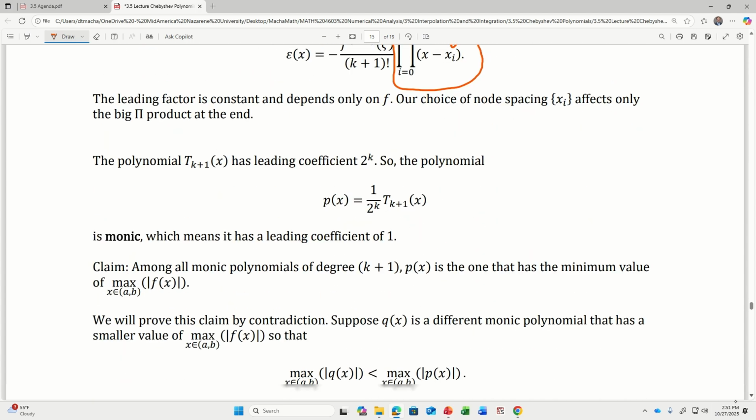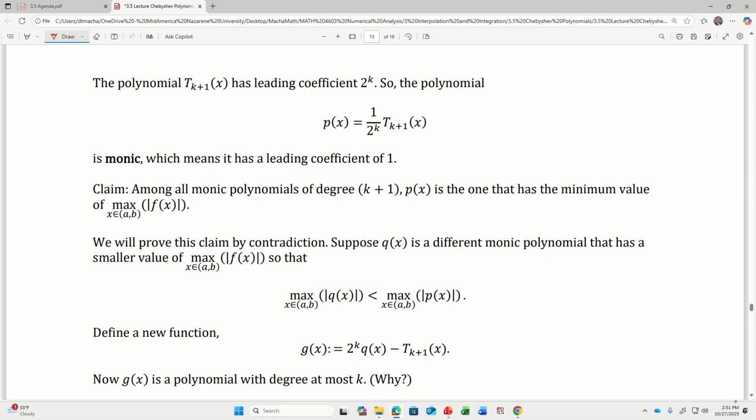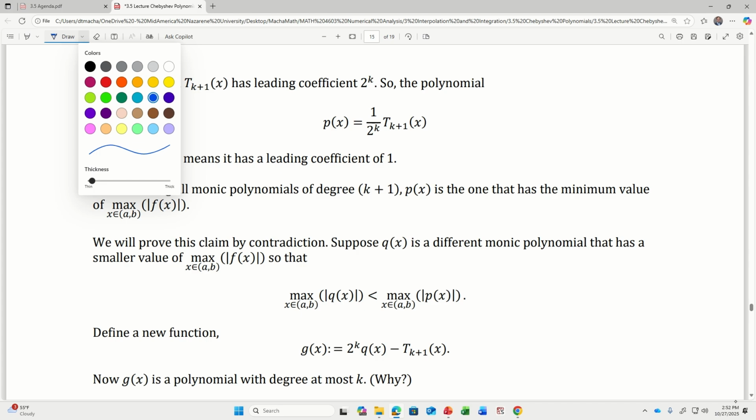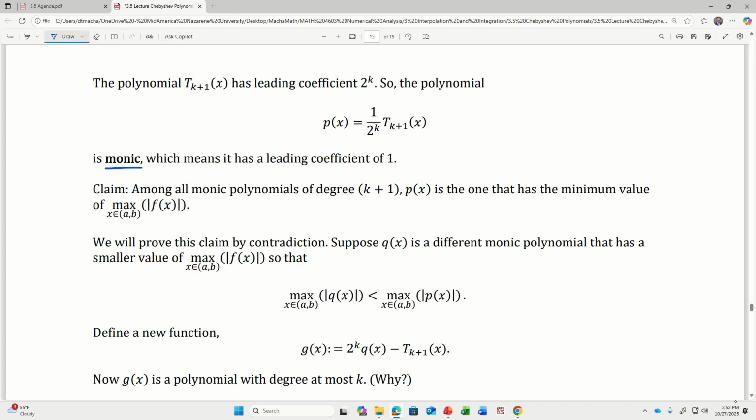The Chebyshev polynomial that has degree k plus 1 will have a leading coefficient of 2 to the k. So we are going to invent a polynomial lowercase p, and it's the same thing as the Chebyshev polynomial of degree k plus 1, but this time I'm multiplying by 1 divided by 2 to the k, because that is going to make it a monic polynomial. If you haven't heard the word monic before, monic means it has a leading coefficient of 1.